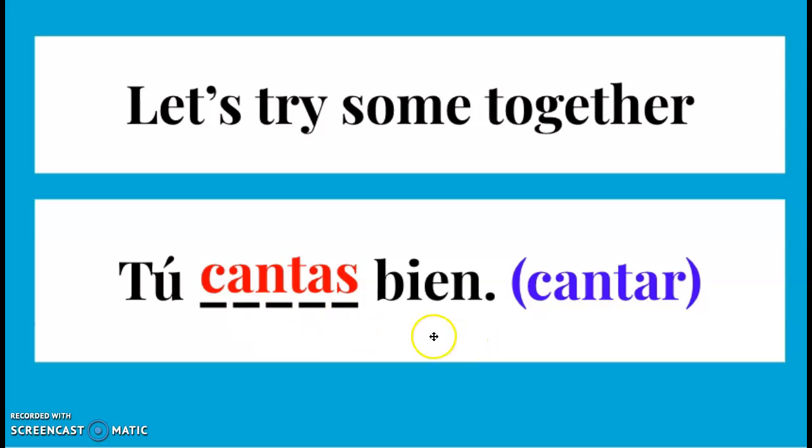Tú cantas bien. This means you sing well. The verb is cantar. I get rid of my AR. I'm left with C-A-N-T as my stem. And because the pronoun is tú, that means I'm going to choose the AS ending. Tú cantas. So these two kind of match. They go together.